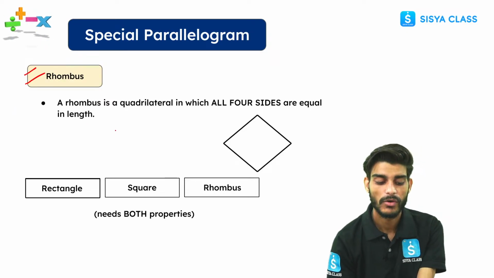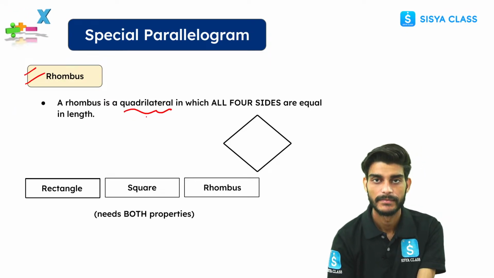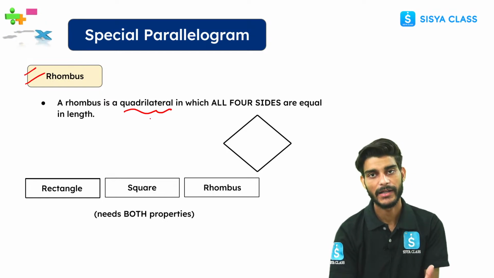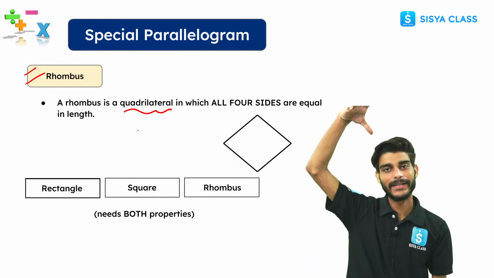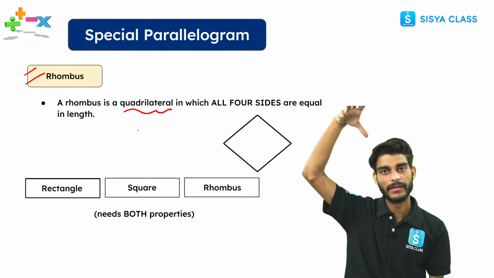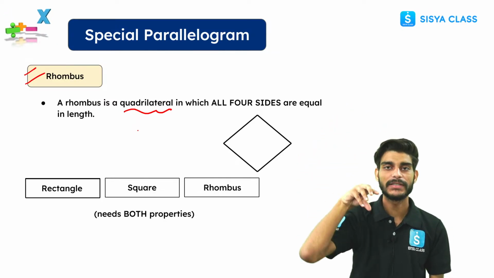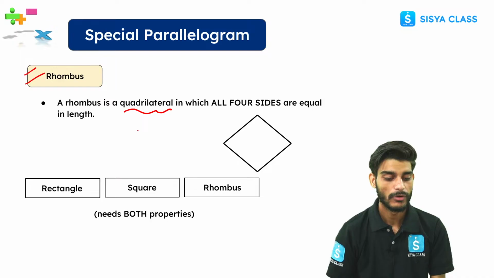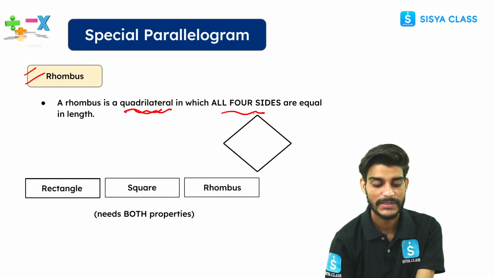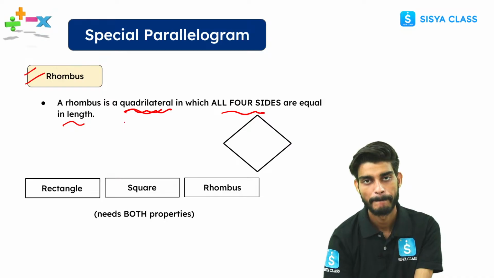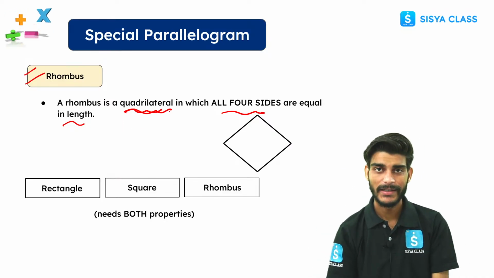So a rhombus is a quadrilateral. It's a parallelogram, but a parallelogram is also a quadrilateral, right? So quadrilateral is the biggest family. Then we have parallelogram, and rhombus is a part of parallelogram. So a rhombus is a quadrilateral in which all four sides are equal in length.